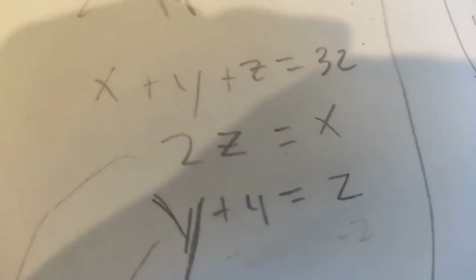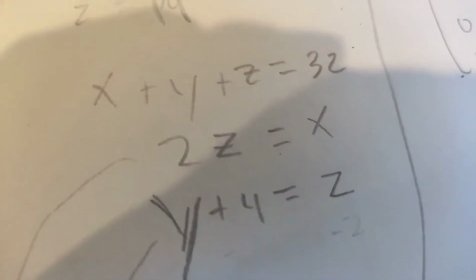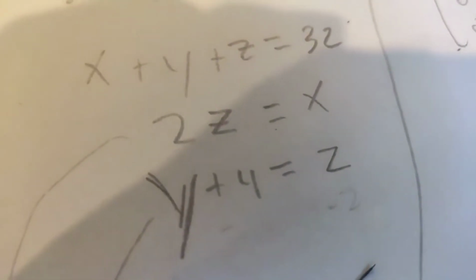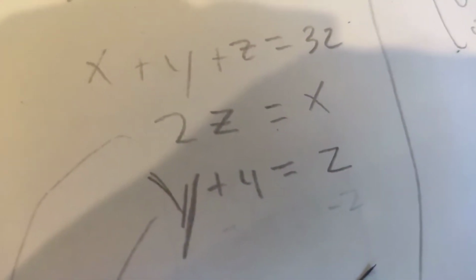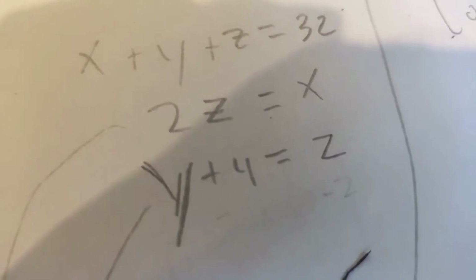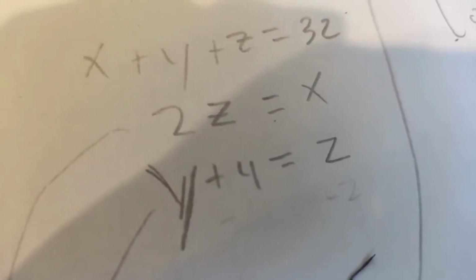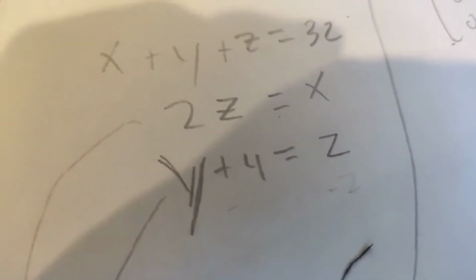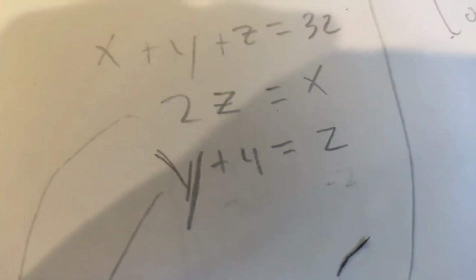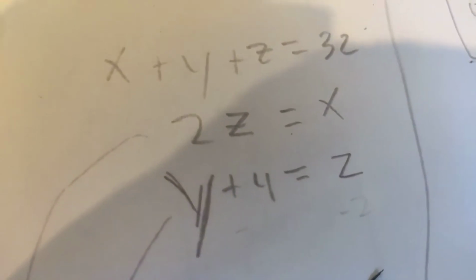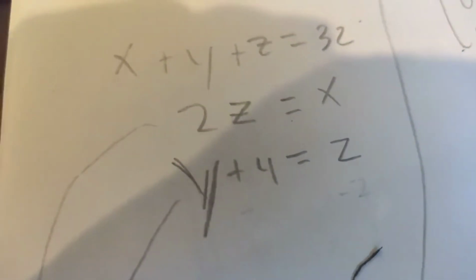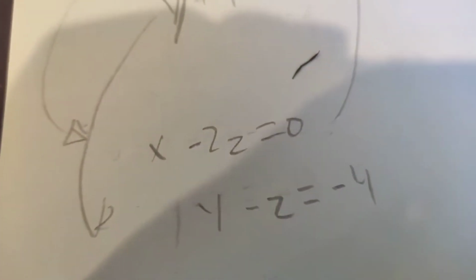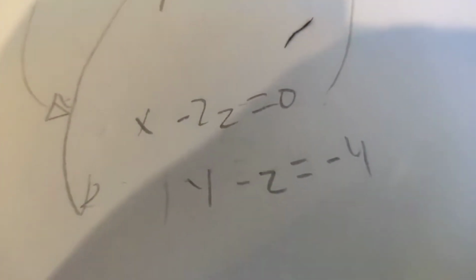So we have x plus y plus z equals 32, because we need 32 total. And we have 2z equals x, because we need to play twice as many rock songs as pop songs. And we have y plus 4 equals z, because we need 4 more pop songs than dance songs. Now we reorder these rows, because it's easier to solve. So we change it to x minus 2z equals 0, y minus z equals negative 4.